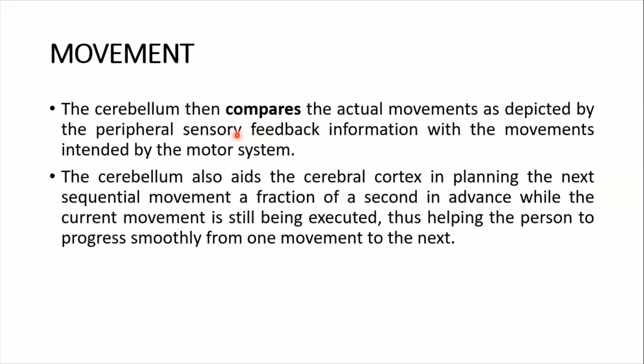The cerebellum then compares, right? So basically, this is a comparator. I will tell you from a picture. The cerebellum then compares the actual movements as depicted by the peripheral sensory feedback information with the movements intended by the motor system. The cerebellum also aids the cerebral cortex in planning the next sequential movement a fraction of a second in advance while the current movement is still being executed, thus helping the person to progress smoothly from one movement to the next.